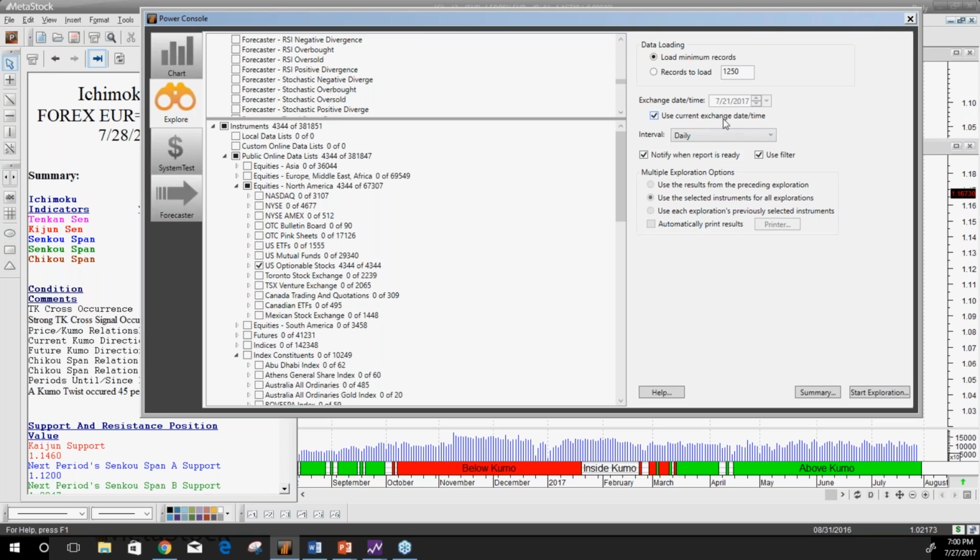Right here where it says exchange date and time, make sure this use current exchange date and time is checked, because if you've got this unchecked and this date is set at 7/21, it's going to look for a signal 6 days ago. So make sure that's checked. And that should really be the only setting. If it still happens, what I would have you do is go to our support chat, which you can find at the chat link at metastock.com/customer, and they'll help you figure out what's going on with that. Okay.